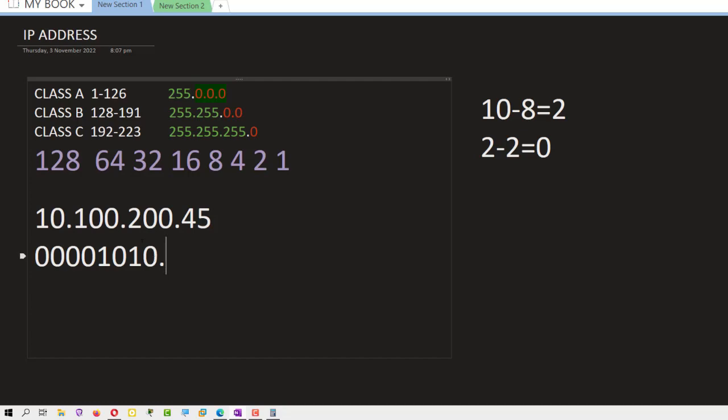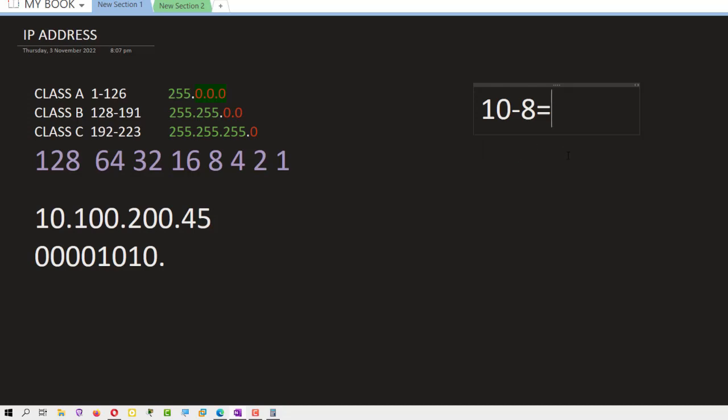Now in machine language, actually there's no dot, it actually sees all the binary as one number. But for us to understand, I need to bring the dot for us to understand. Okay, so let me clean this.